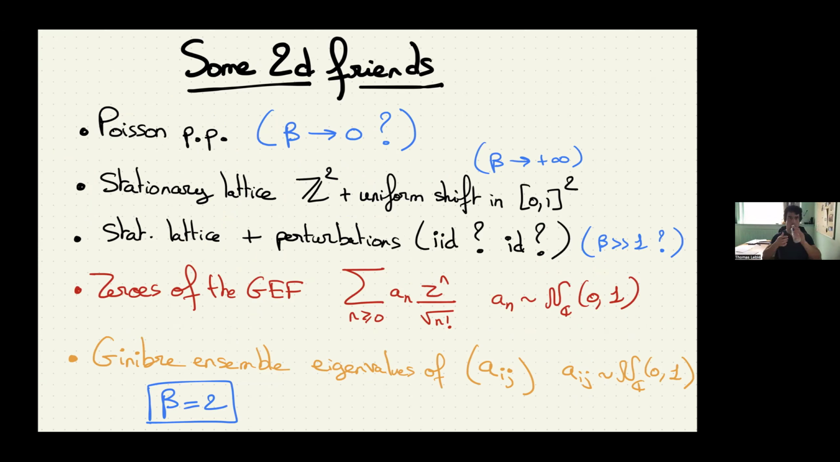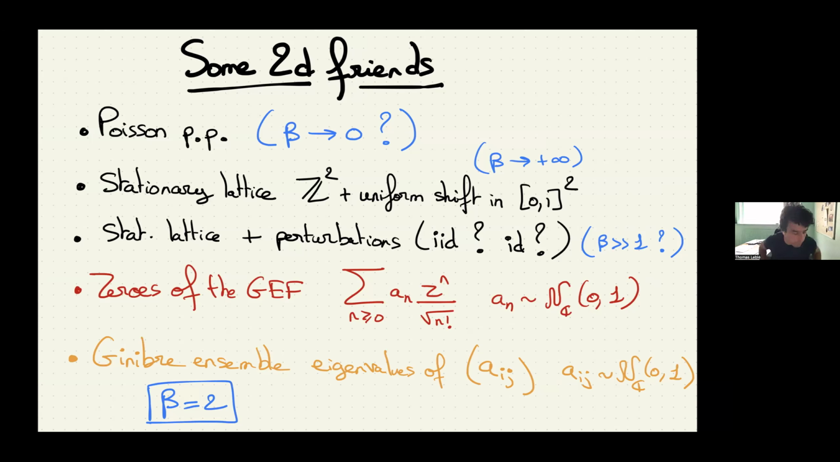And sorry, before actually talking about the 2D OCP, because it's more fun to see it among a certain family of processes, let me talk about some of its 2D friends. So other point processes in 2D, whose behavior we can interestingly compare to the one of the 2D OCP. The most basic one is the Poisson point process.